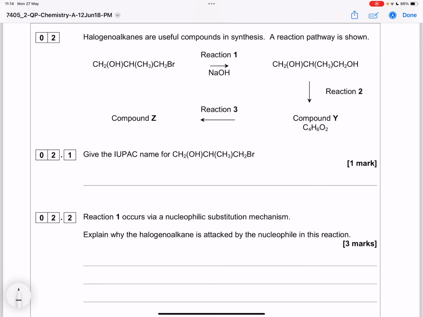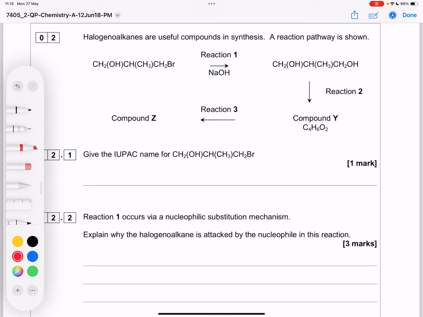Halogenoalkanes are useful compounds in synthesis. A reaction pathway is shown. So we can see that we've got a compound at the very beginning with a halogen and an alcohol group, so a Br and an OH, and then that Br has become an OH, and then our compound has changed and they've gone to molecular formula.